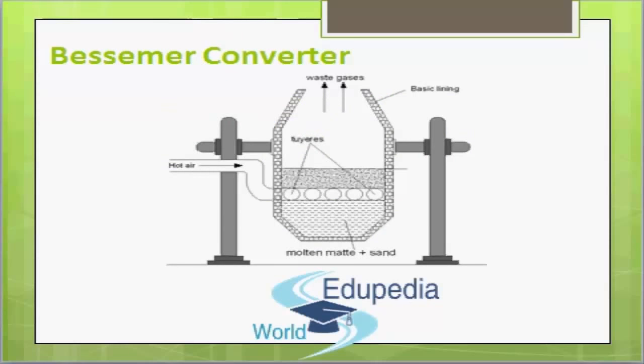This is the Bessemer Converter. The impure metal is melted in a Bessemer Converter and a hot blast of air is passed through the molten metal. The impurities are oxidized to their volatile oxides such as CO2, SO2, P4O10, etc. and get removed. This is the oxidation process and we use the Bessemer Converter for this process.